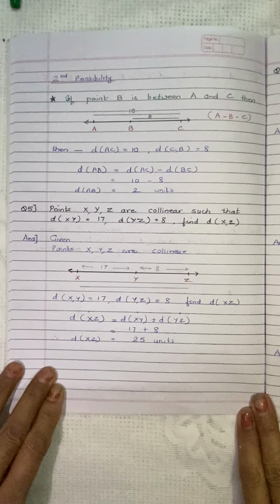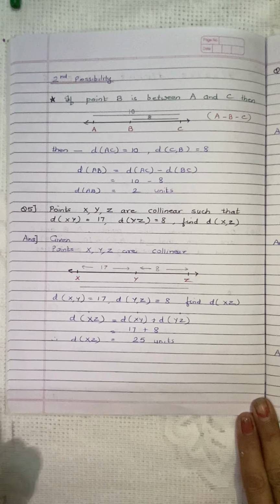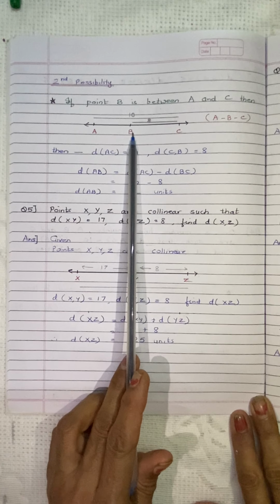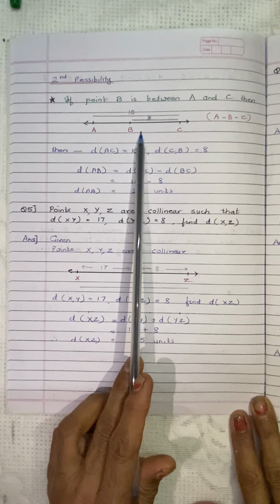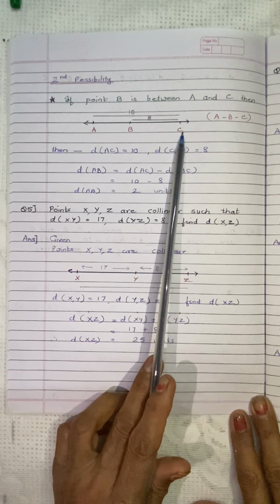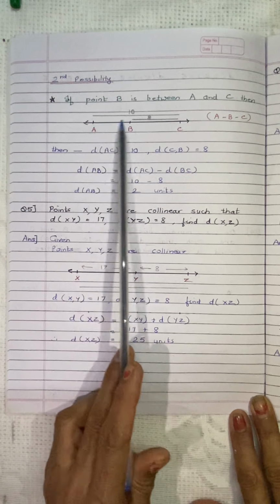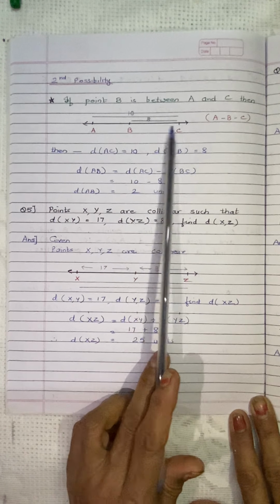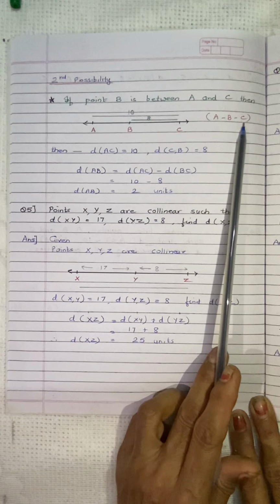Now the second possibility we have to check out. That is, if point B is between A and C. Earlier we had seen C was between A and B. Now if we consider B between A and C, then we can see the values. BC they have given us 8 and AC they have given us 10. So A-B-C.